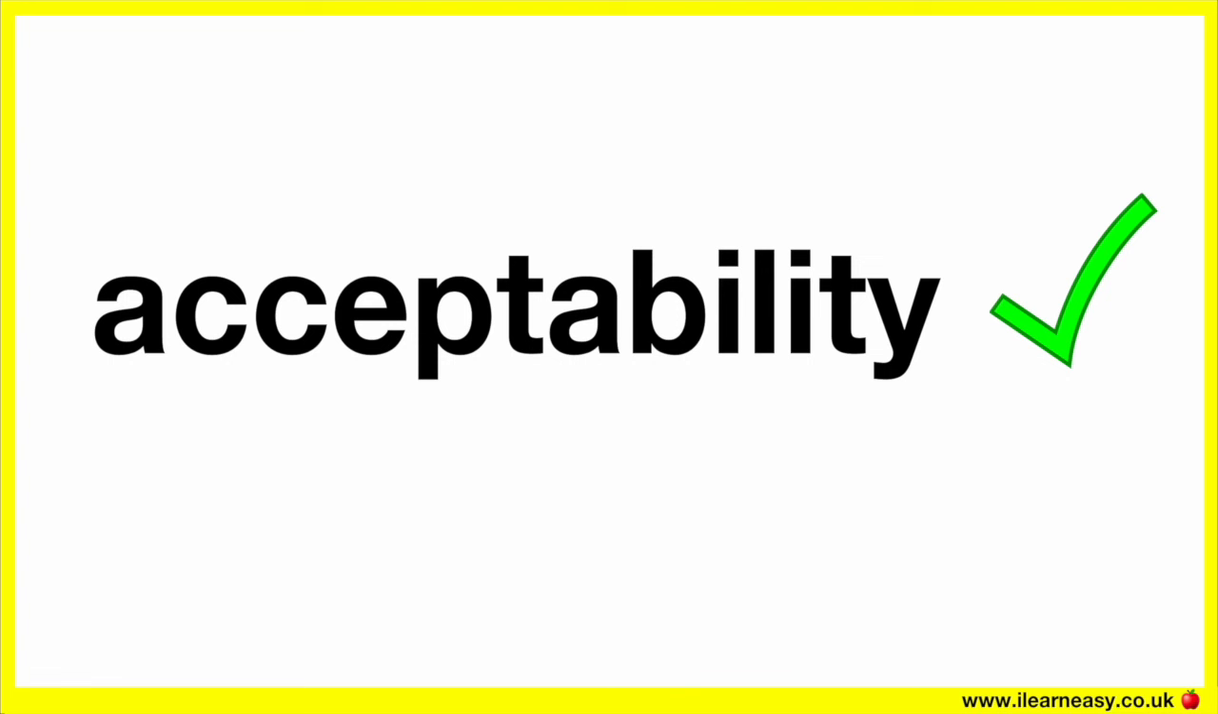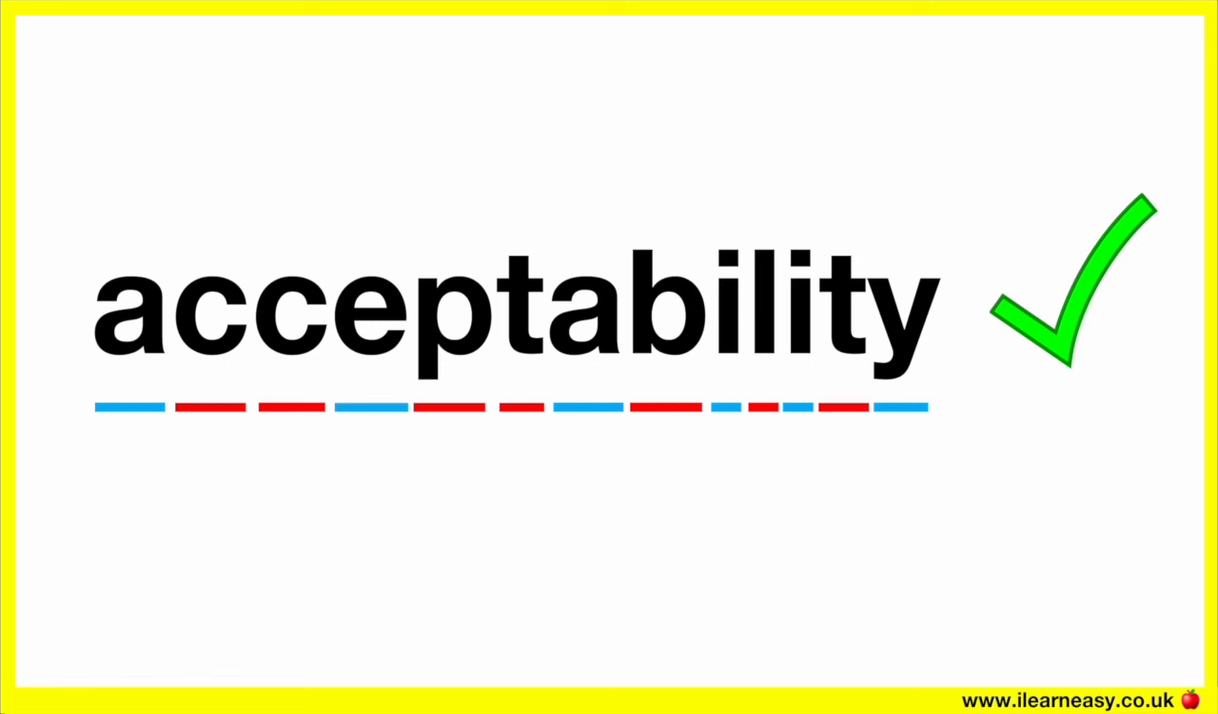Acceptability. The letter A is a vowel. The letter C's are consonants. The letter E is a vowel. The letter P is a consonant. The letter T is a consonant. The letter A is a vowel. The letter B is a consonant. The letter I is a vowel. The letter L is a consonant. The letter I is a vowel. The letter T is a consonant. And the letter Y is considered to be a vowel because it makes the long vowel sound E.